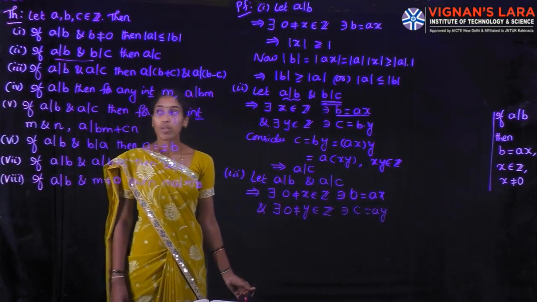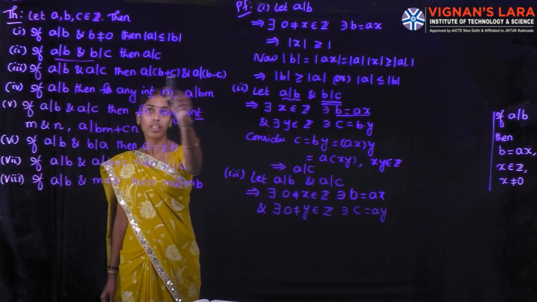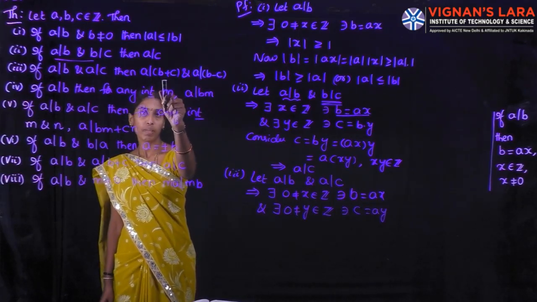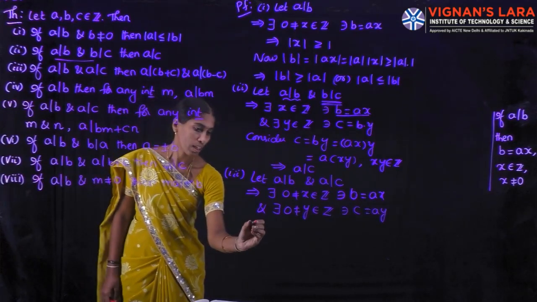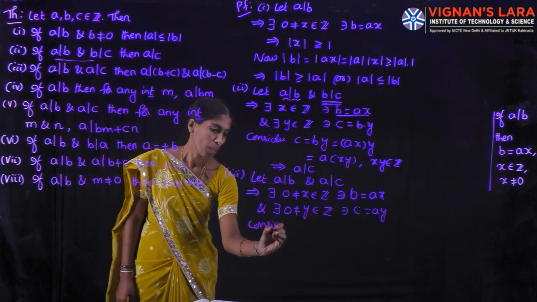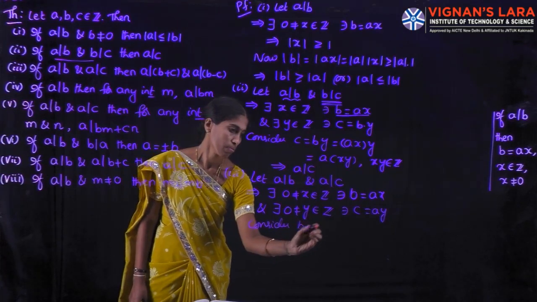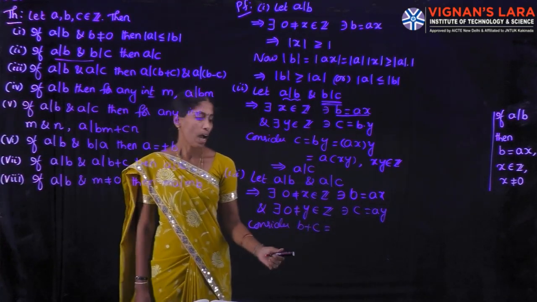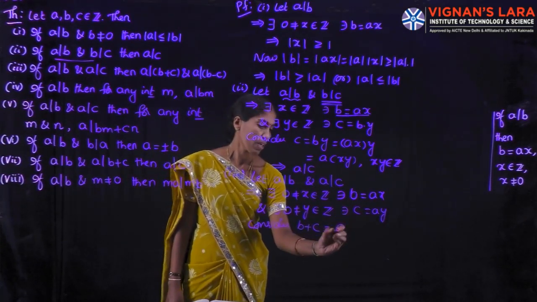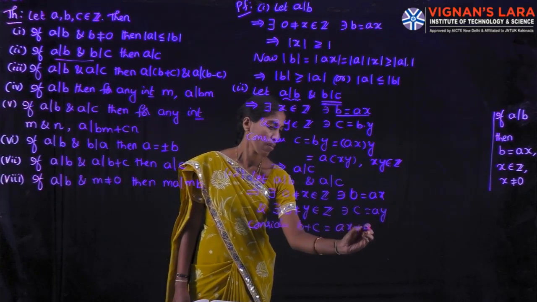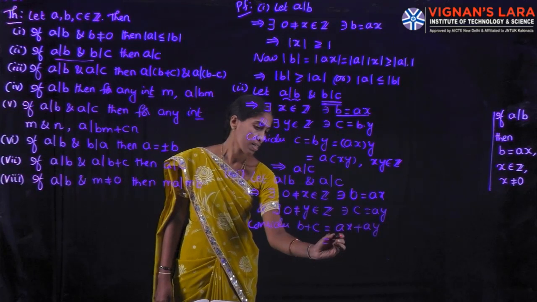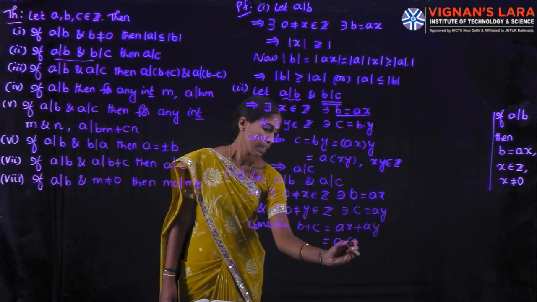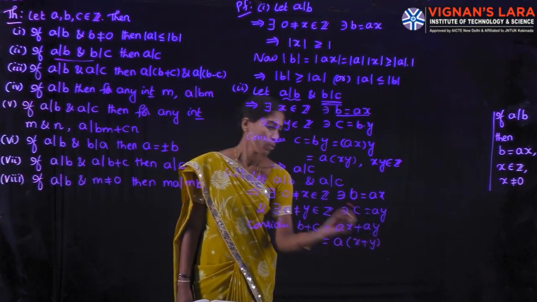Right? So here we need to prove that a divides b plus c, which means b plus c must be a multiple of a. So consider b plus c. Adding b and c, where b is ax and c is ay, this can be written, by taking a common, as a into x plus y.